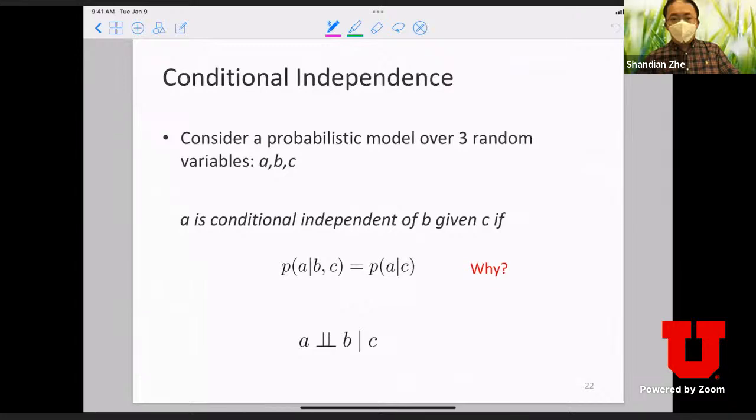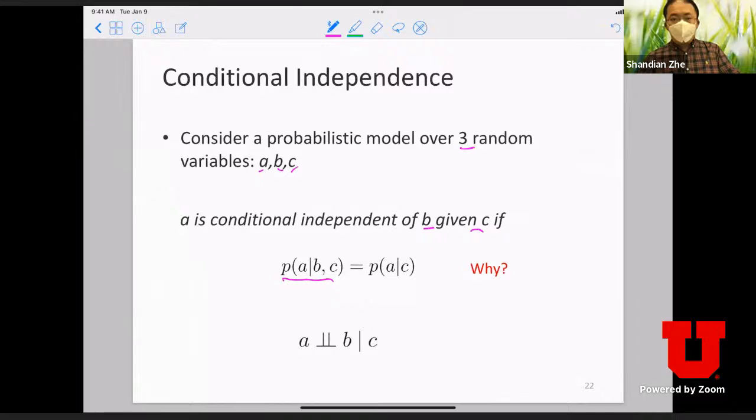Although everybody should feel easy, here we want to give some kind of formal definition, because we're going to talk about how we conclude conditional independence, or check the conditional independence given a network structure. So consider a probabilistic model over 3 random variables, A, B, and C. A is conditionally independent of B given C if the conditional probability of A given B and C is equal to the conditional probability of A only given C. Then we say A is independent of B given C.